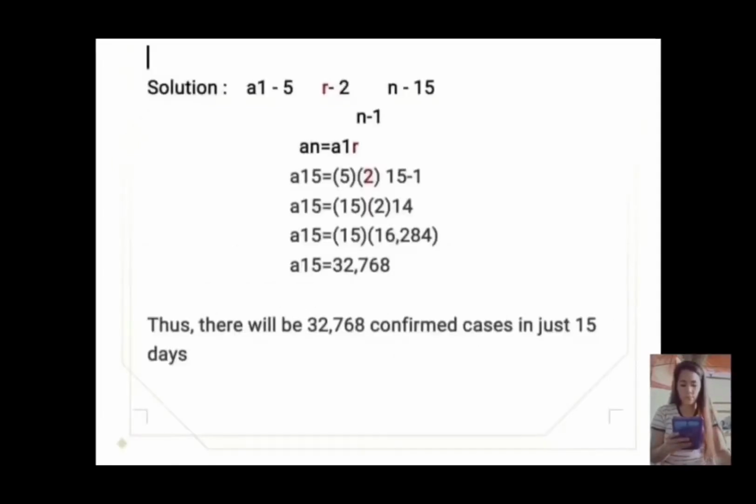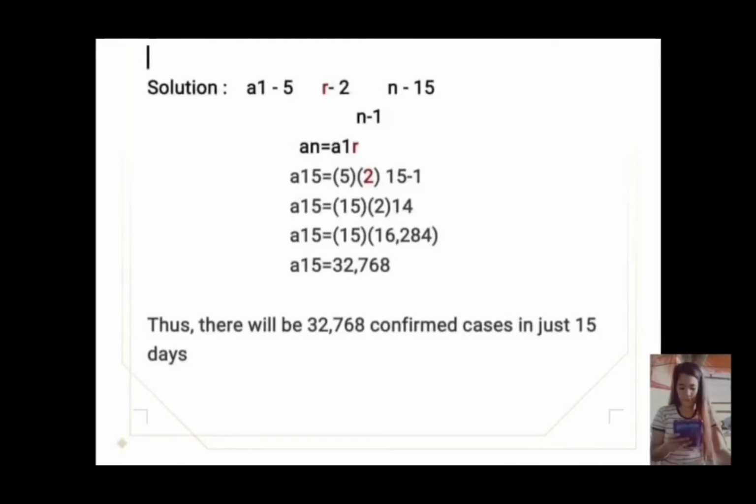If the number of persons infected with COVID-19 doubles each day, how many persons will be infected after 15 days? So, we know that in the first day, we have 5 COVID-19 cases. And knowing that it doubles each day, we have the common ratio of 2. And we want to know how many persons will be infected after 15 days. So using the formula a sub n is equal to a sub 1 times the ratio raised to n minus 1.